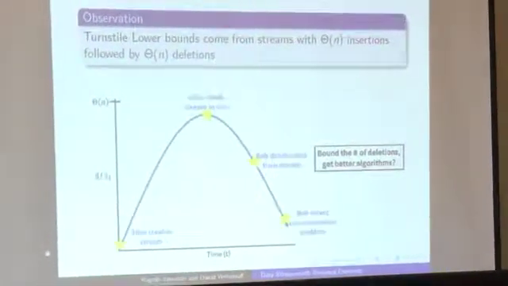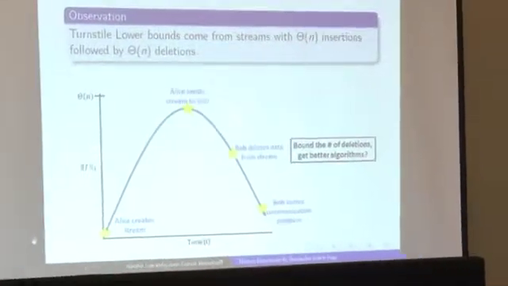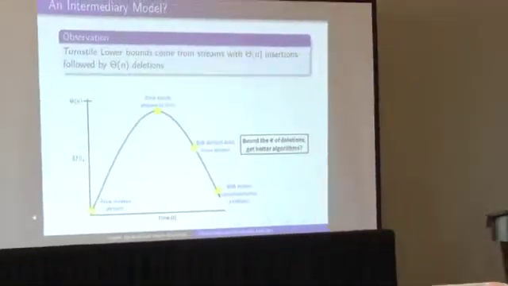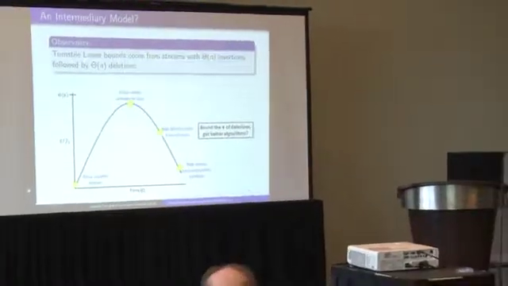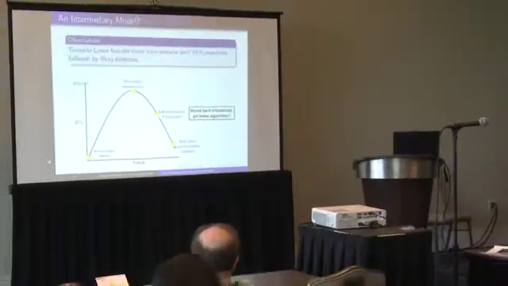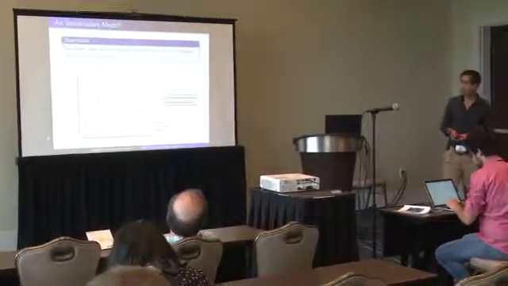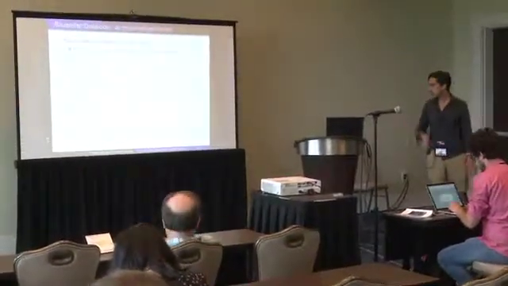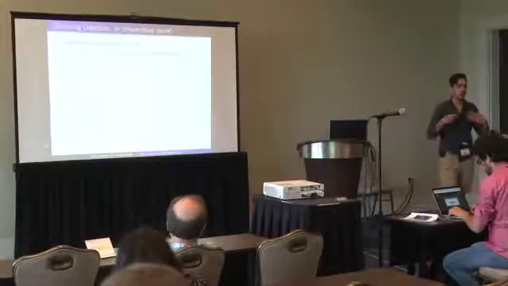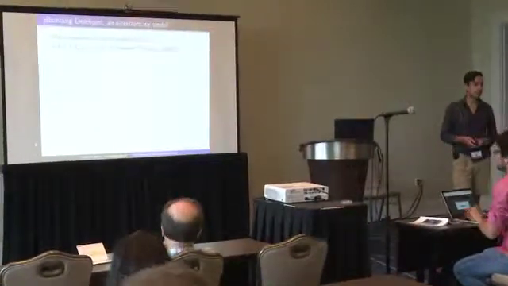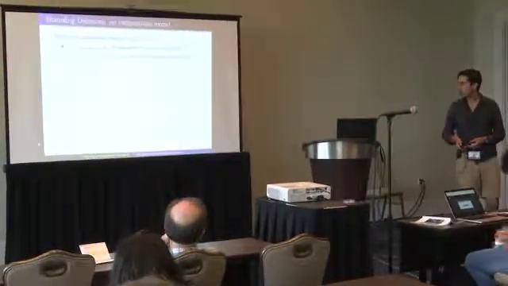What if we considered only streams where the number of deletions that were allowed were bounded in some sense? Could we beat these lower bounds that have been derived in the turnstile model? The goal of this work is to answer that we indeed can do this for many problems. So we'll introduce an intermediary model which does this bounding of deletions, and I think we do it in a rather natural way.